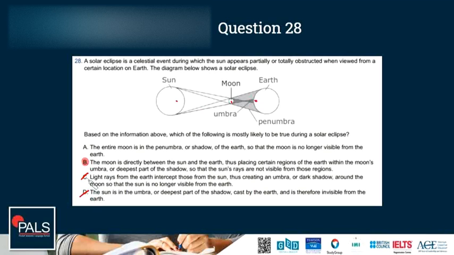So it's not D. And the entire moon is in the penumbra or shadow of the Earth, so that the moon is no longer visible from the Earth. Well, that is actually a good statement here, which is reasonable. But statement A doesn't describe a solar eclipse, it describes a lunar eclipse. That happens when the moon moves into the umbra of the Earth. If that happens, we have a lunar eclipse if the moon directly moves into the shadow cast by the Earth.